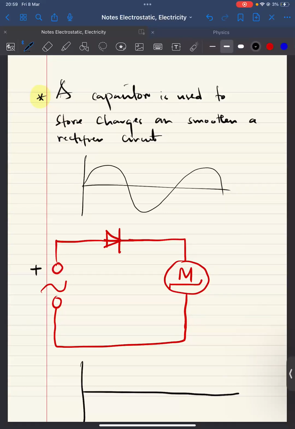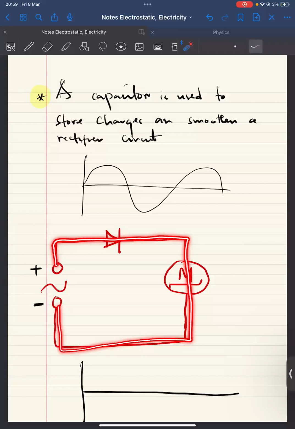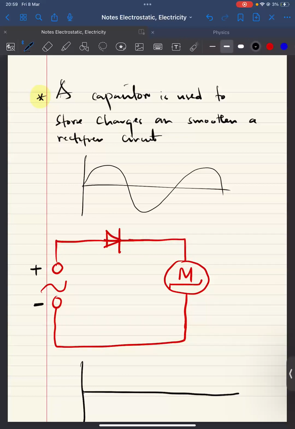let's assume the current here is positive and this is negative. Let's assume this is positive and the other one is negative. Okay, so what will happen? The current will flow normally from positive like this. It will flow through the motor and come back to the negative. So this will be like this. That's the first half.